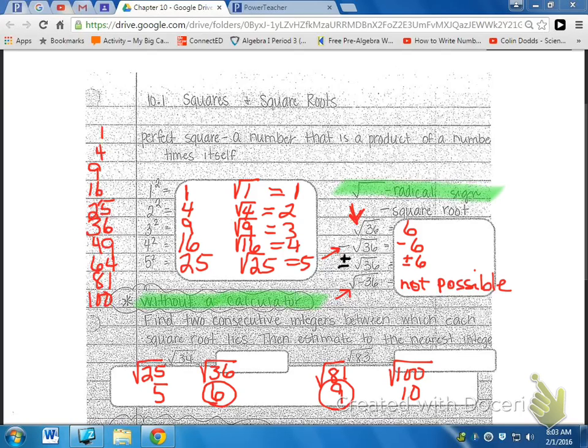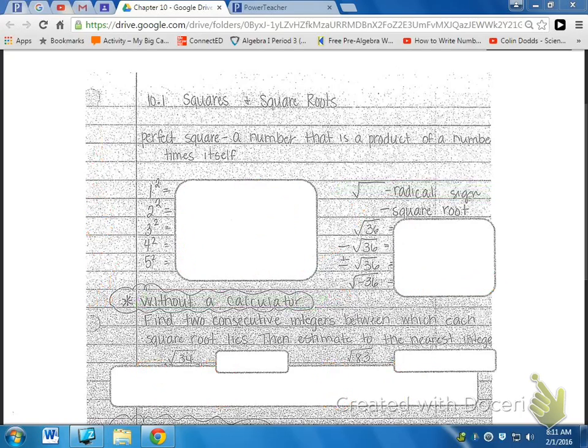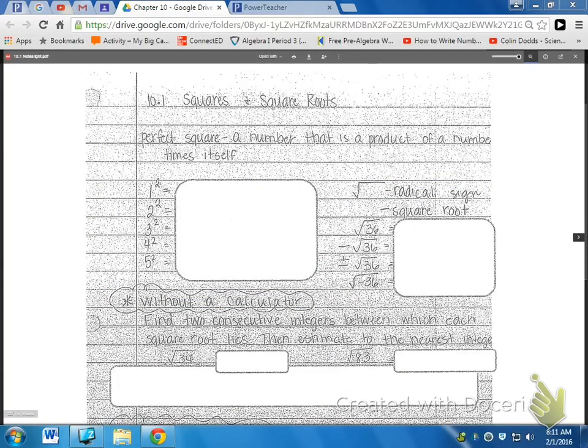All right, any questions about doing those without a calculator? If those numbers get bigger, you will have to extend your list. And do you understand how to do that? All right, let's go look at some others. These you might have to use a calculator.